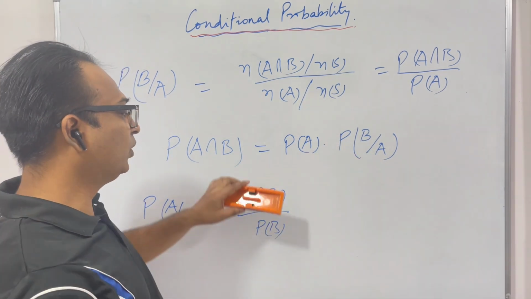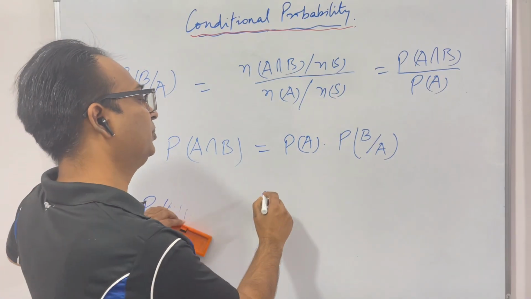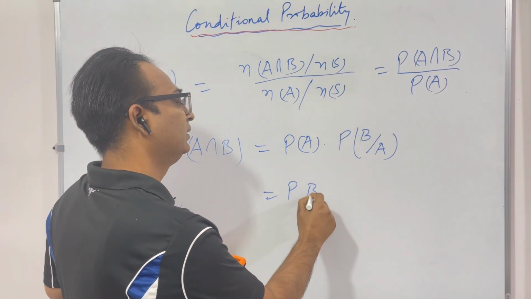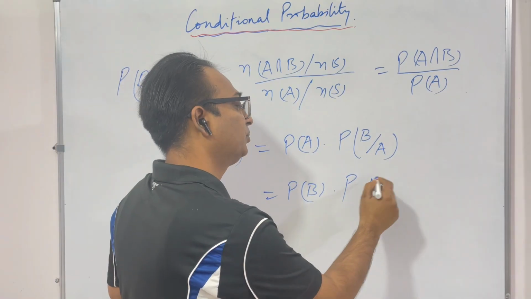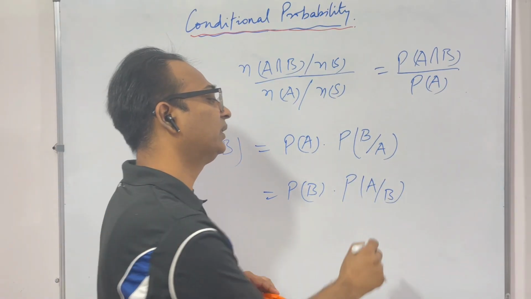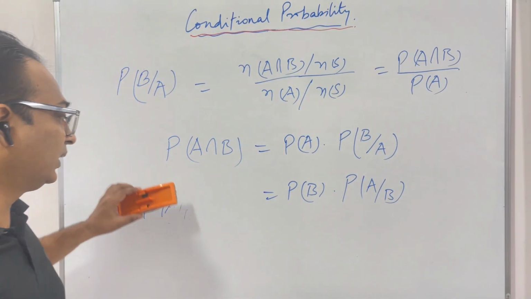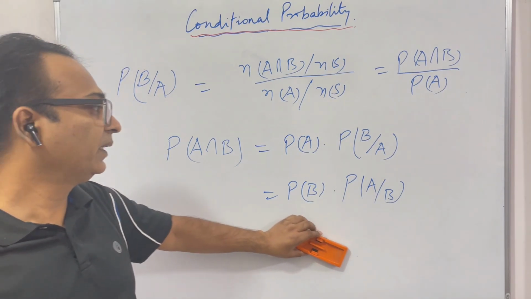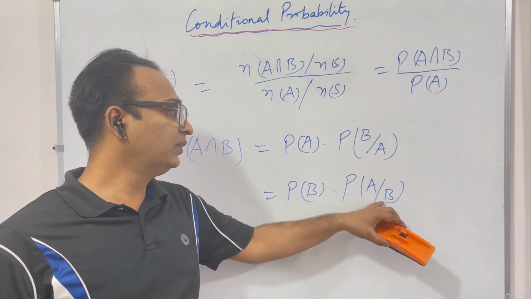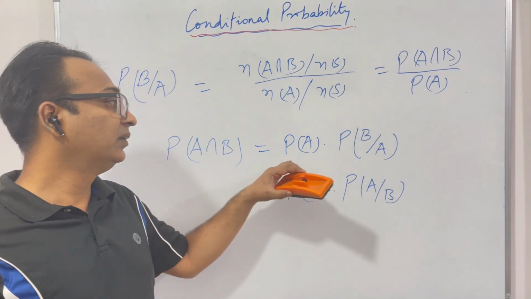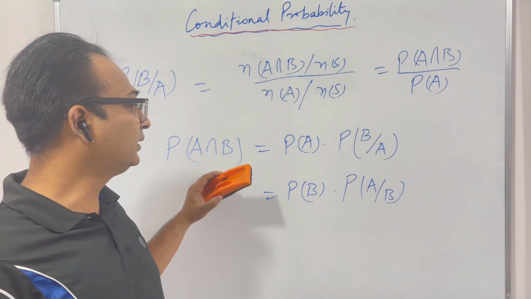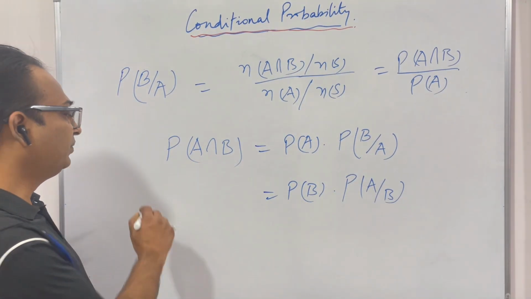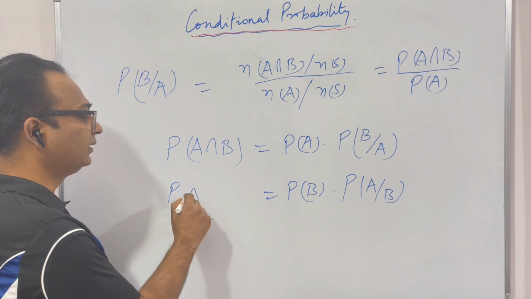Therefore, this is also equal to probability of B into probability of A when B has already occurred. So these two are equal. If we have these values, we can find P(AB). So this is P(AB). We also write this as P(AB).